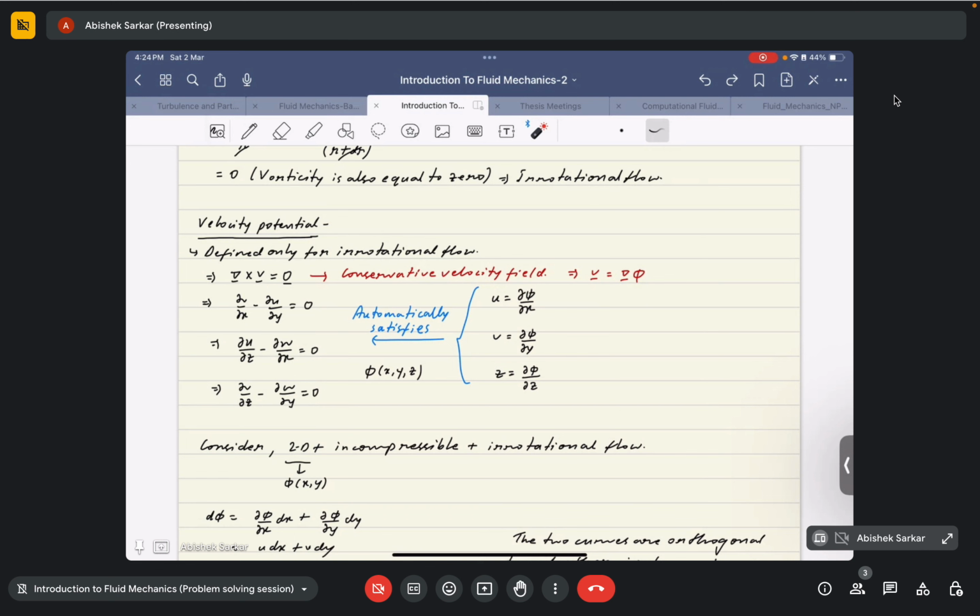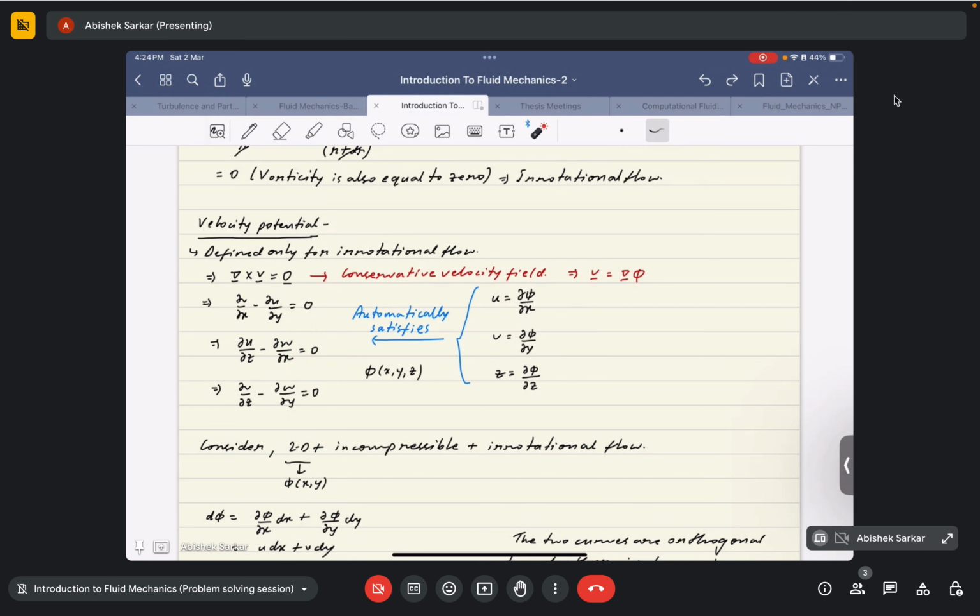Okay, and from the very definition of the curl, we can obtain the expression for the velocity potential. That is, if the curl of the velocity field is 0, every component of the curl of the velocity field should be 0, right?